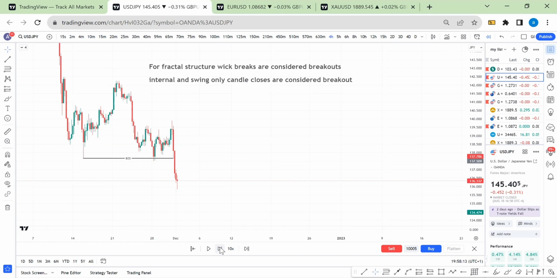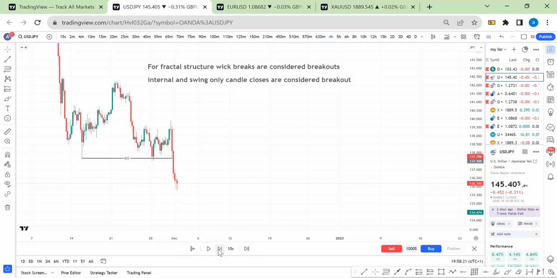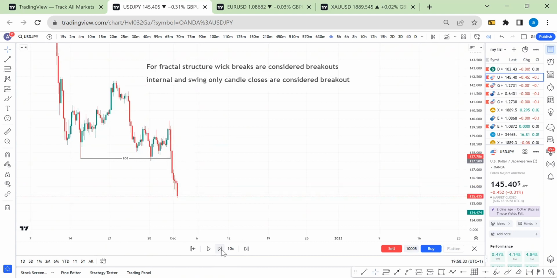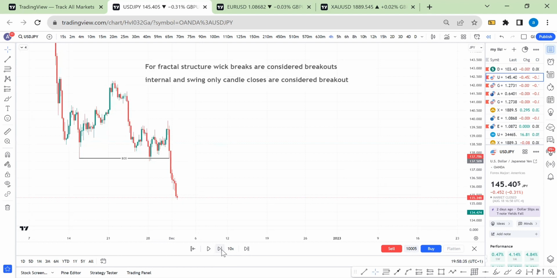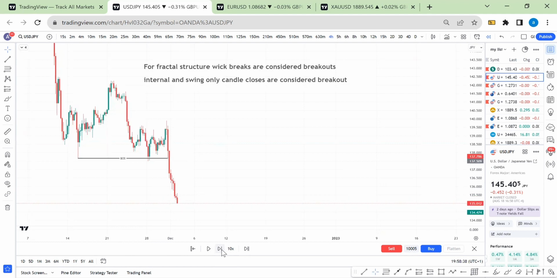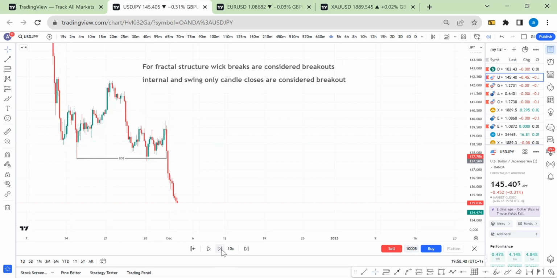Okay, it broke below the previous candle, so no fractal pullback. This one also broke the low of the previous candle, so no fractal pullback. No fractal pullback, no fractal pullback. Then we have a fractal pullback. Once we have a fractal pullback, this is going to be our fractal low.